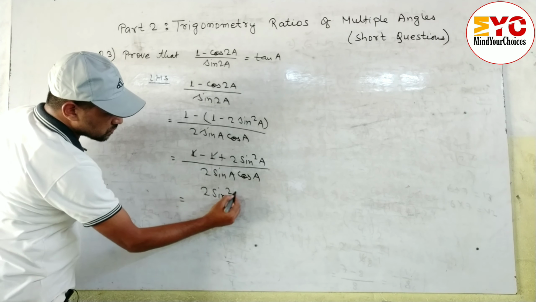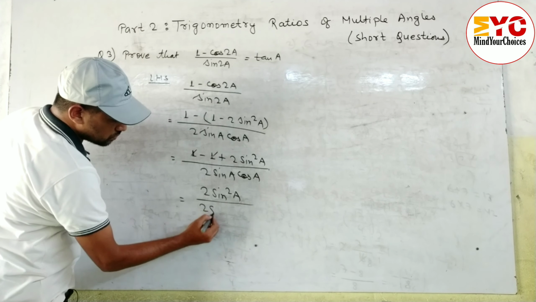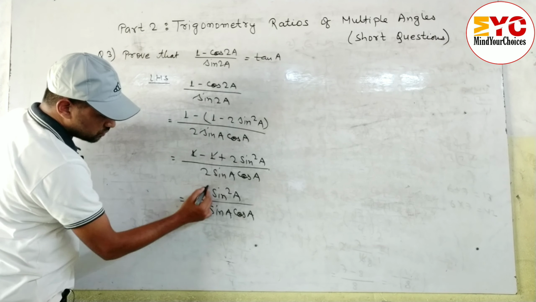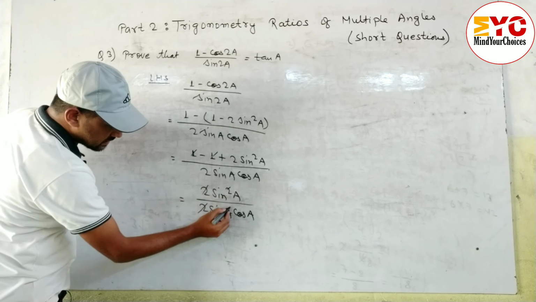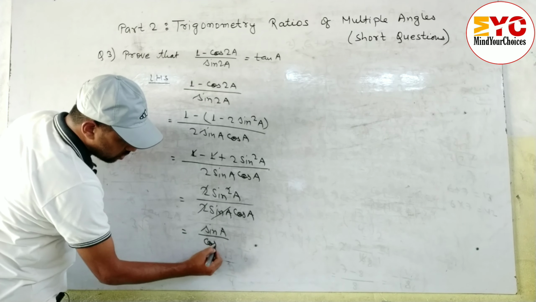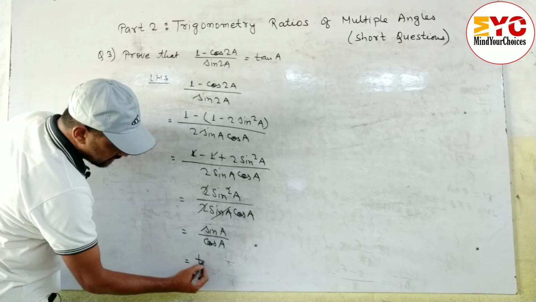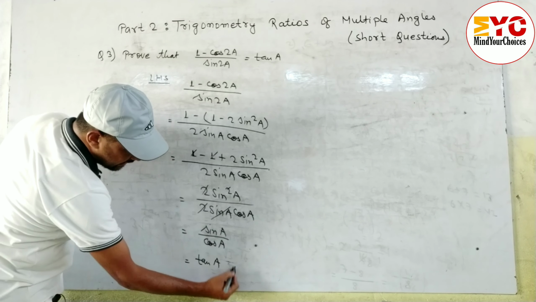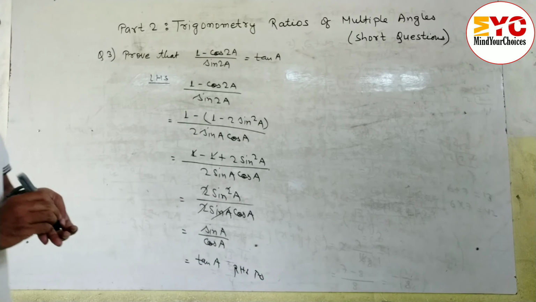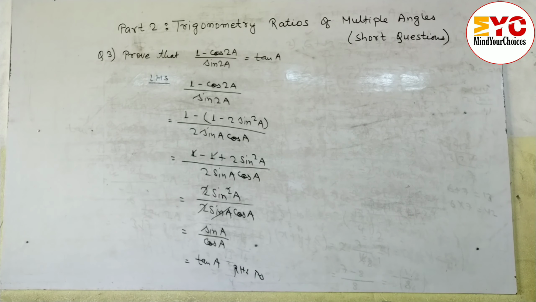2 sin square a by 2 sin a cos a. 2 and 2 cancel. Square and sin a also cancel. So what is remaining here? Sin a by cos a. Sin a by cos a is equal to tan a. RHS proved. We have to prove tan a. Tan a is here. Now look at next question number 4.